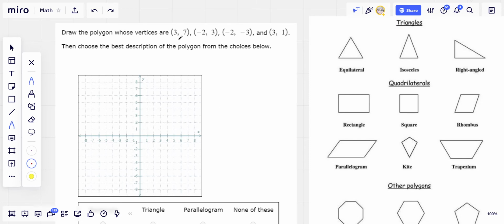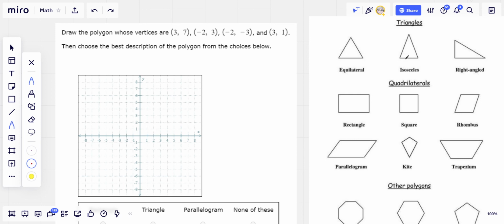In these problems, we are asked to plot some points and then connect the dots to make a polygon, and then looking at the shape, determine what kind of polygon it is. I put up a list of some polygons over here. These are things you're pretty familiar with, I think. These are shapes made up of straight lines connected at vertices.